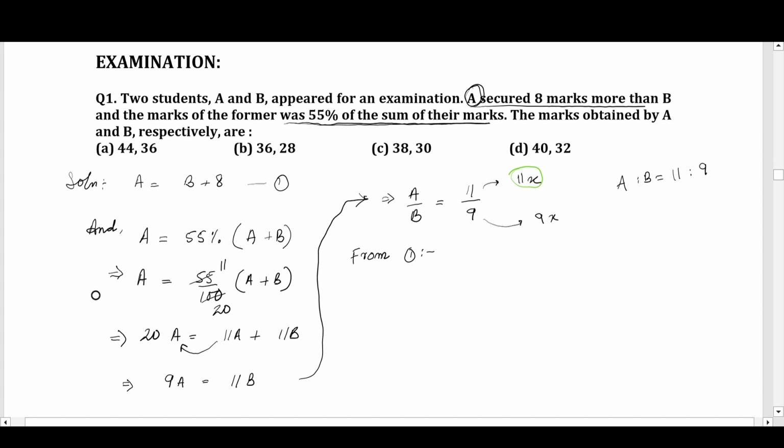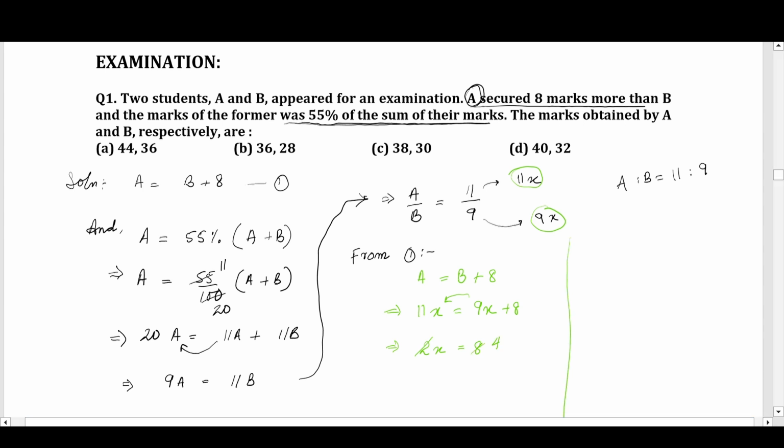So A is equal to B plus 8: on the left side A is 11x, equal to B, which is 9x, plus 8. Transferring 9x, 2x is equal to 8, so x is equal to 4.